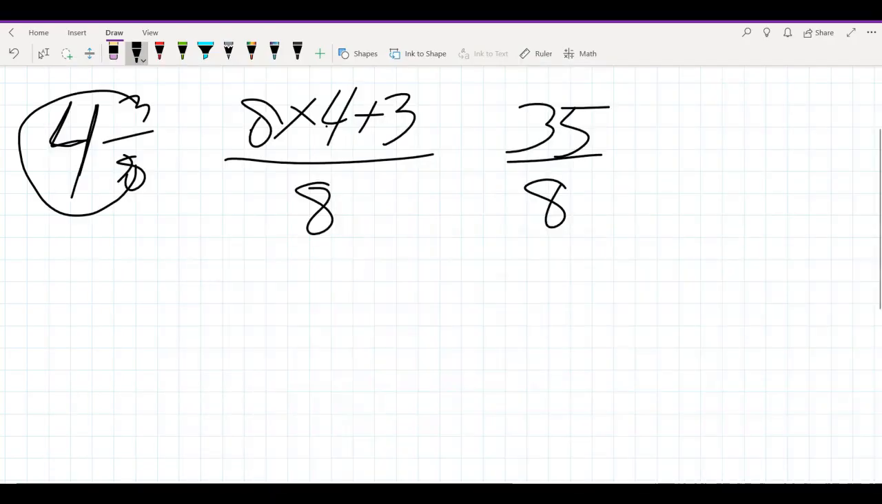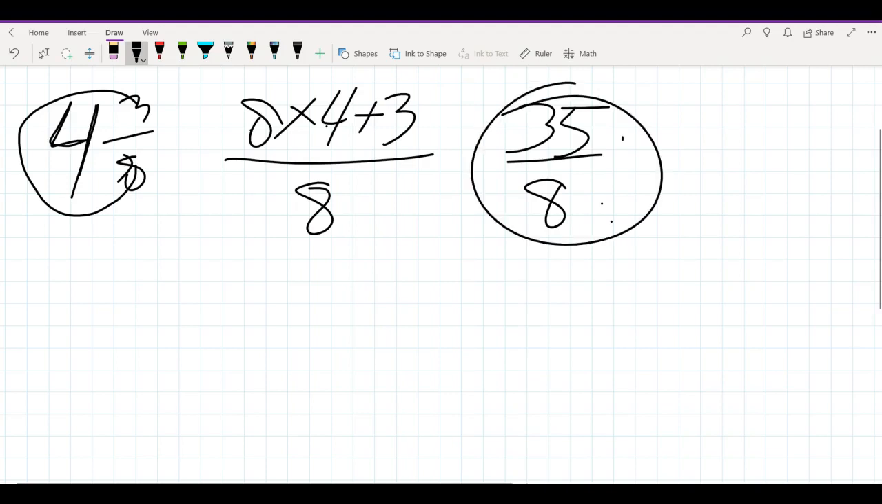And one key point, one thing you have to remember: if you are able to reduce your fraction, you must. All fractions must be written in lowest terms. So if we look at 35 and 8, they don't have any factors in common. So that would be the final improper fraction.